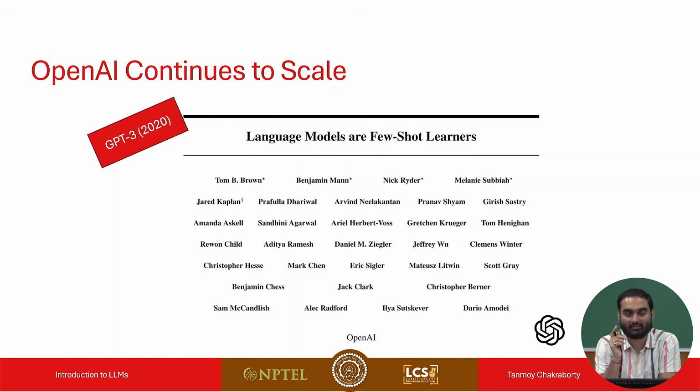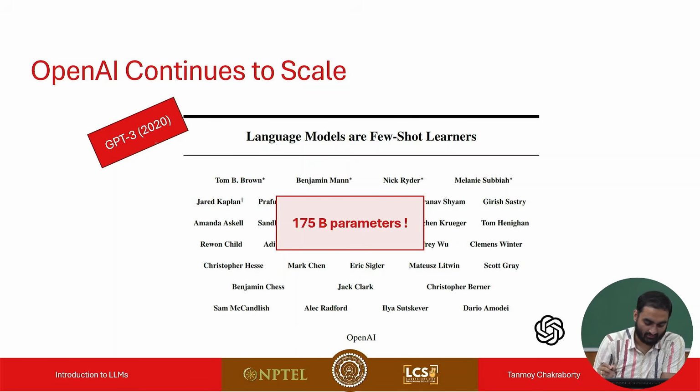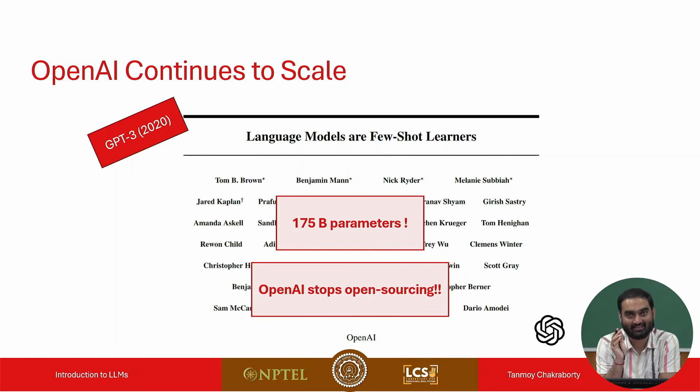Okay, in 2020, right after GPT-2, GPT-3 was introduced, right? And in this paper, for the first time, we saw a term called large language model. GPT-3: from 1.7 billion to 175 billion, okay? Huge jump in terms of parameters, right?